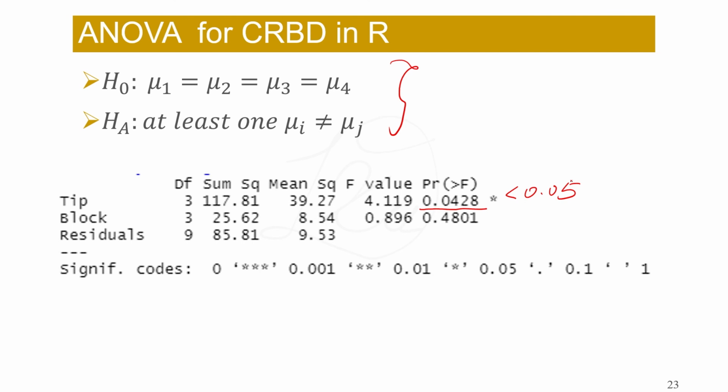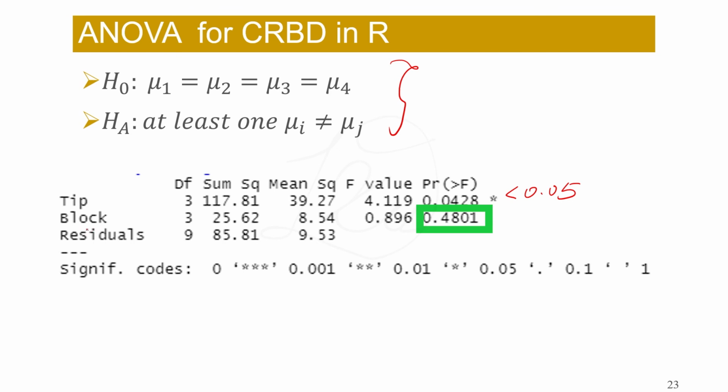Although in this example, we don't care about whether the block, that is, different type of testing material, impact the test strength readings, we can see here that the p-value is 0.48. It is larger than 0.05. That means it does not have impact on the test strength readings.